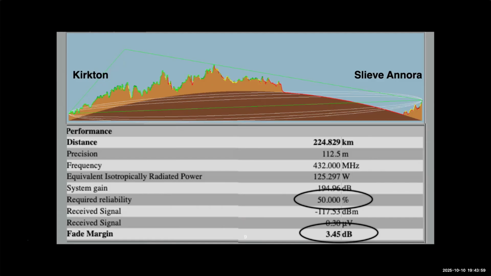Now, the propagation tool has the ability for me to say, what chance do you want to communicate? And the answer I put in is 50%. I want to be able to communicate 50% of the time with Slieve, or hear it 50% of the time. And the answer is, if that's what you want, then you can achieve that with about a 3 dB fade margin. In other words, a little bit above threshold, above the base.